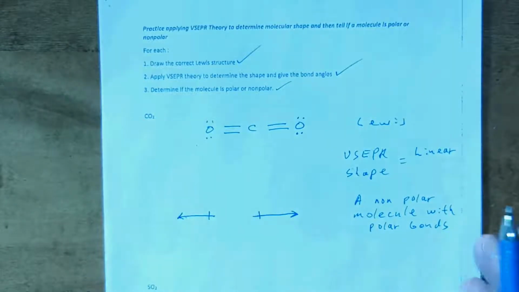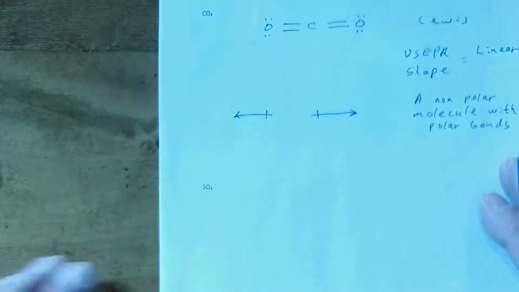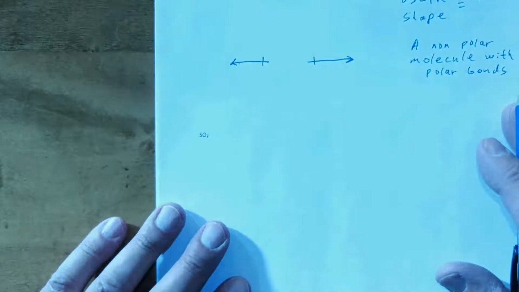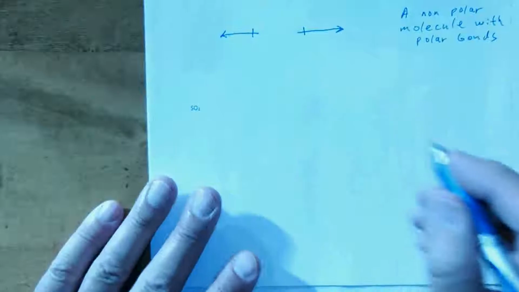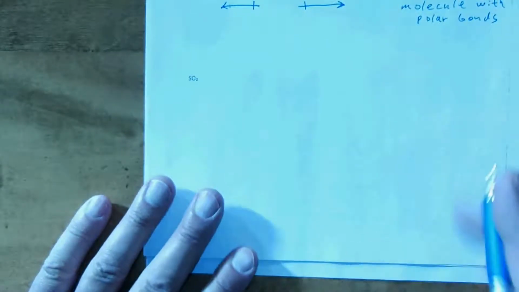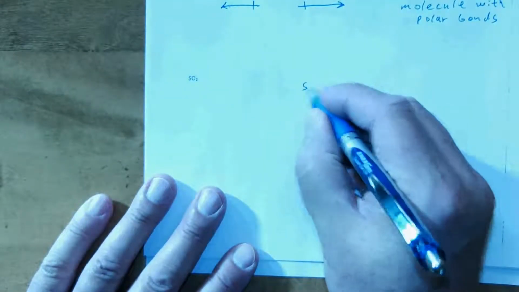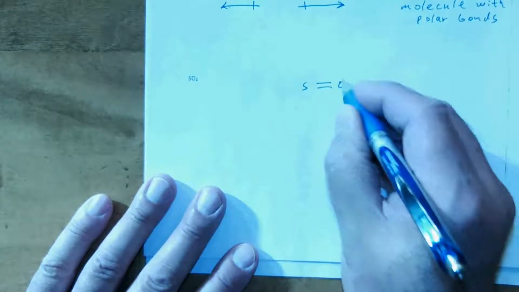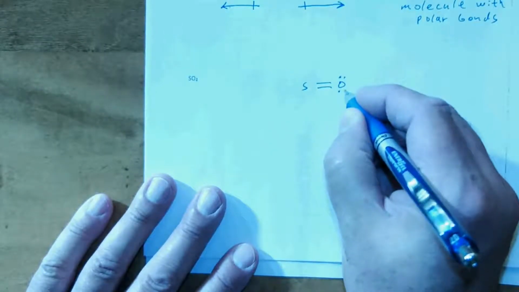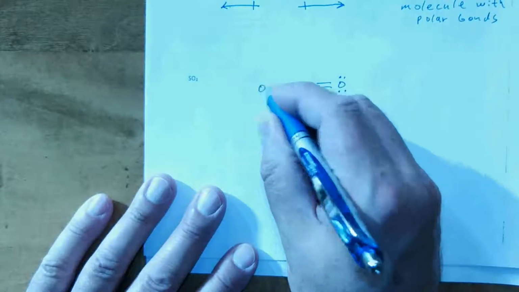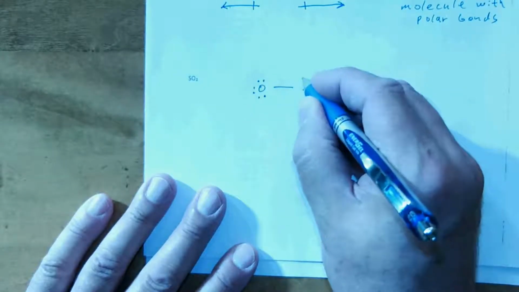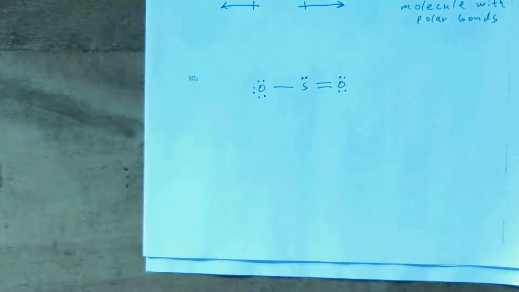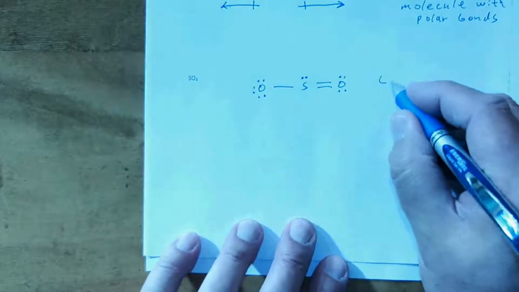Okay, how about sulfur dioxide here? If you draw the Lewis structure of sulfur dioxide, you'd come up with something that looks like this. Sulfur in the middle, double bond, a couple of lone pairs, single bond, you'd have 3 lone pairs, and you'd have a nice dot there. That's the correct Lewis structure for SO2. So that's my Lewis structure.